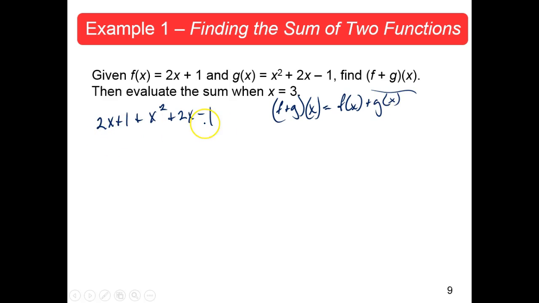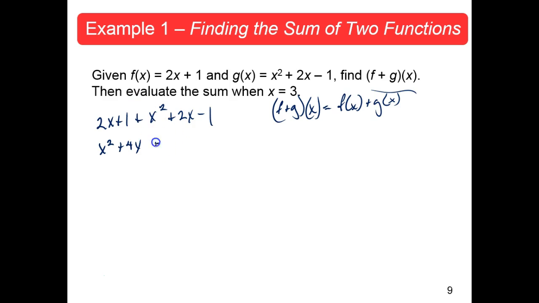Here's your f of x, there's your g of x. We're adding them together, and what do we get? X squared plus 4x, and that's it. All right, good deal. So there's your sum function, x squared plus 4x. Now, we're doing example 1, bottom of page 76, chapter 1, section 1.8.